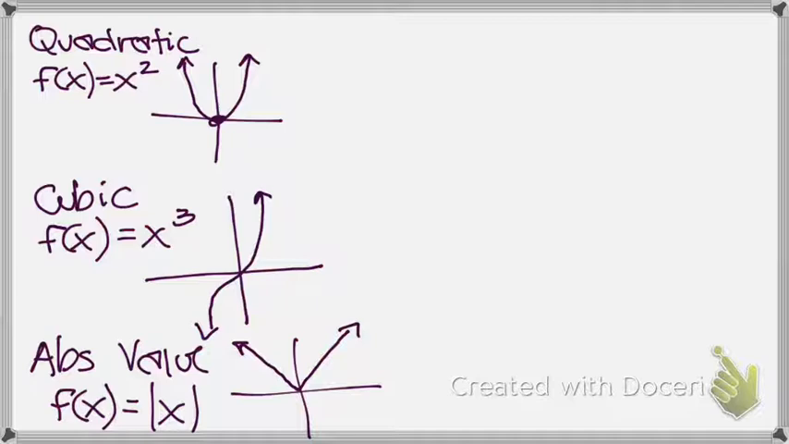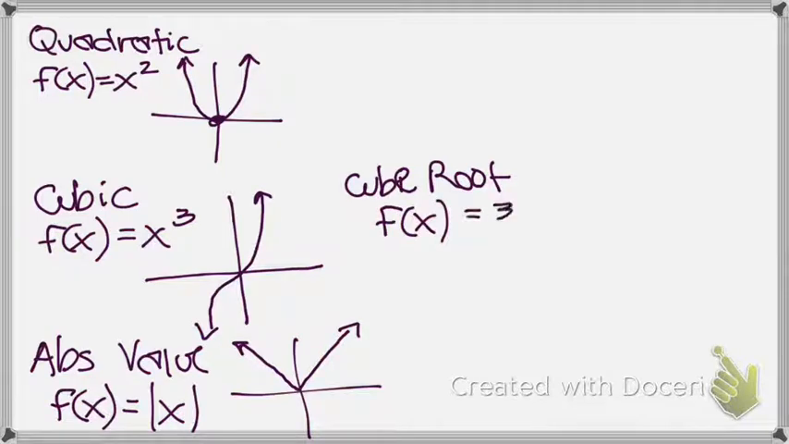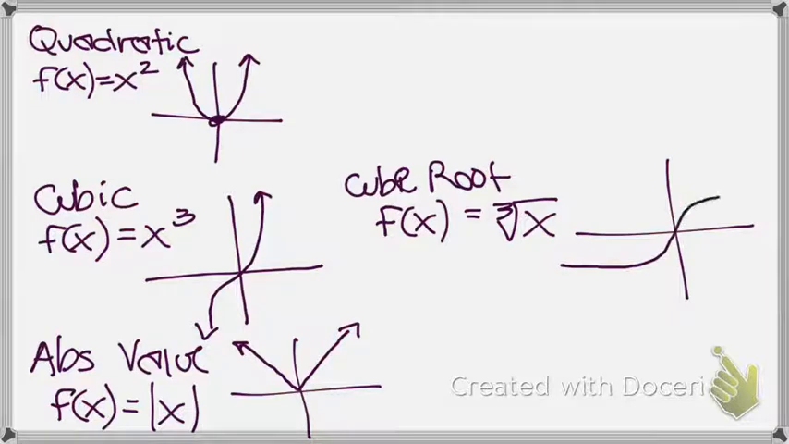That's the square root one, I think, or the cube root one. Right underneath absolute value is the cube root, which goes a lot with the cubic. So the cube root is f of x equals the cube root of x. That graph is a sideways cubic. So it's also an S shape, but it's going sideways rather than up and down. This is the cube root function.